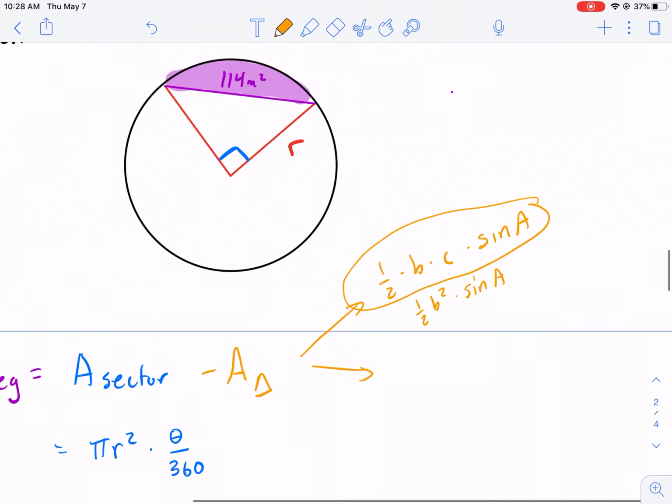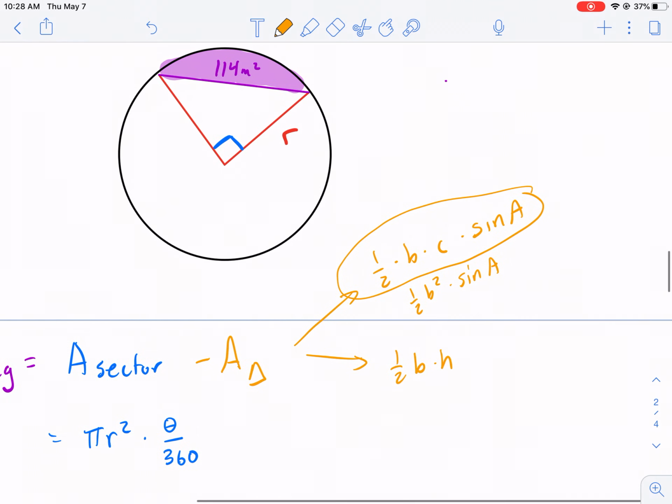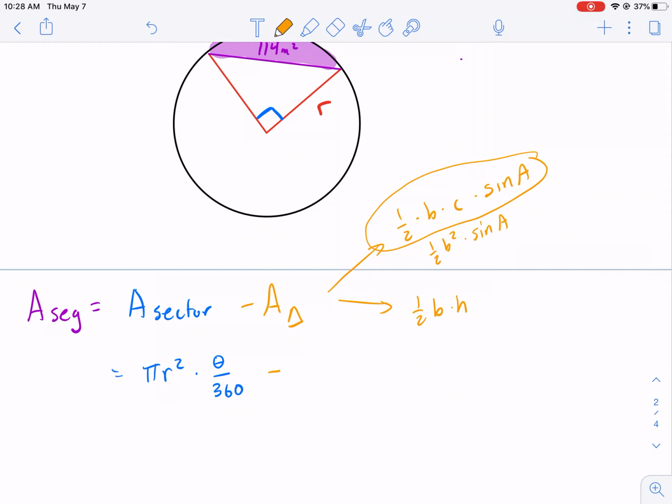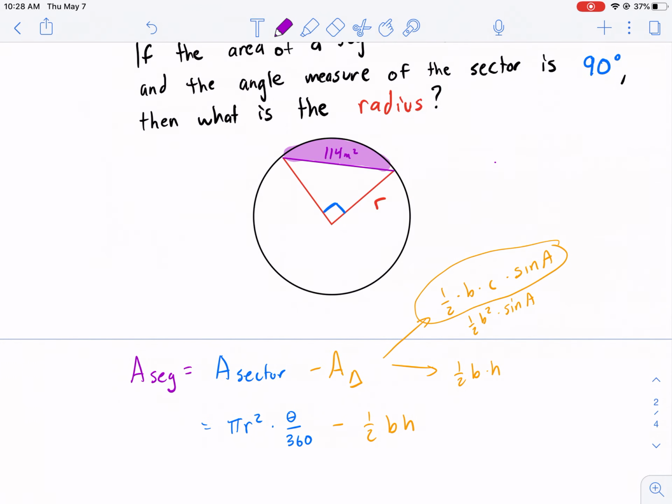But in this case, we're given that there's a 90-degree angle there, so we can use 1/2 base times the height of the triangle because we know that the base and the height are perpendicular given this 90-degree angle. Now, because the base and the height are both measures of r, we're going to have to change this formula in a little bit, but I just wanted to give a sneak peek. Okay, so we're going to write 1/2 base times height. Now, let me write area of the segment.